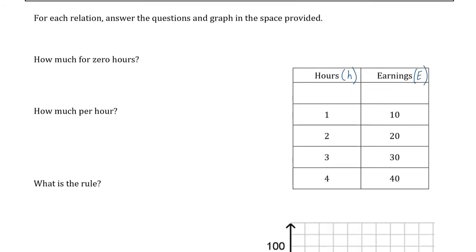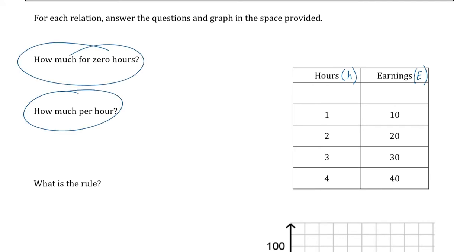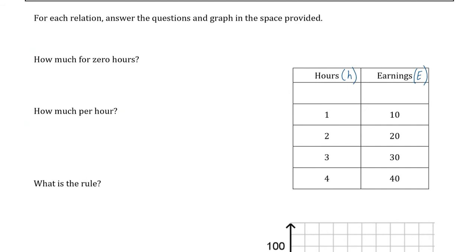This is the same as what we did before with tables. And look, the questions are the same. How much for 0 hours and how much per hour? Or in other words, what is the change? And I know that because of the word per. So whenever I see the word per, that's asking for the change.